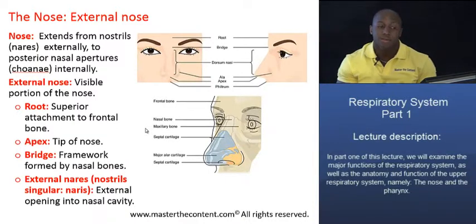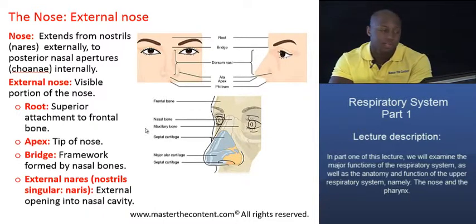Obviously, as you can see, the nose. Now, the nose is a very important part of the respiratory system. It functions to warm, cleanse, and humidify incoming air. It also is responsible for olfaction, so it contains those special receptors that help us detect odors in the environment. It also serves as a resonating chamber in that it contributes to your ability to form sounds.